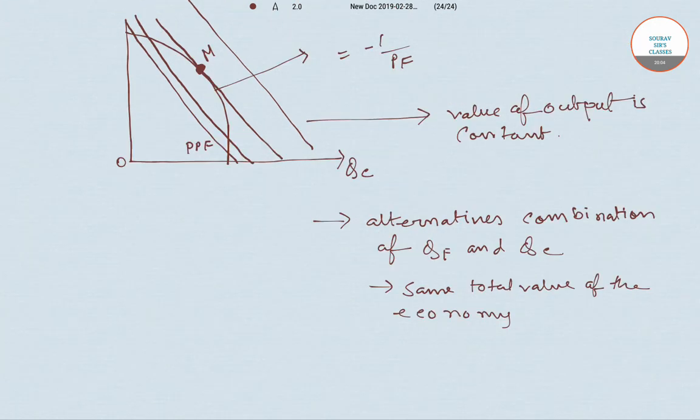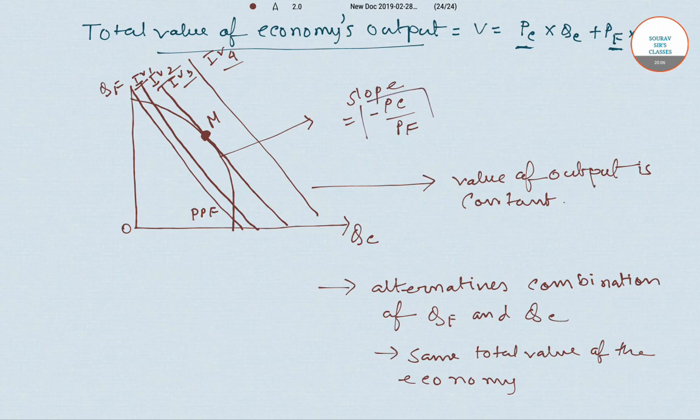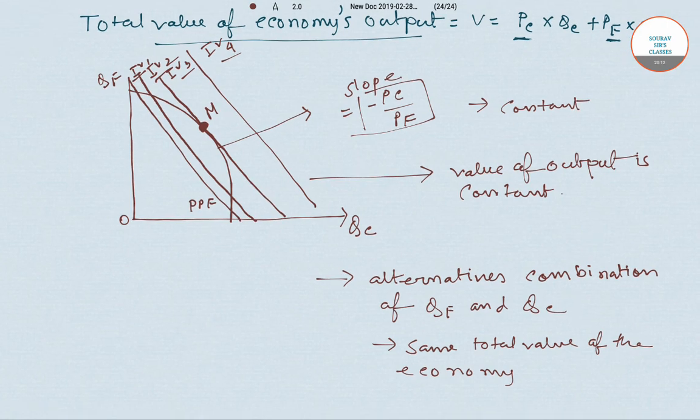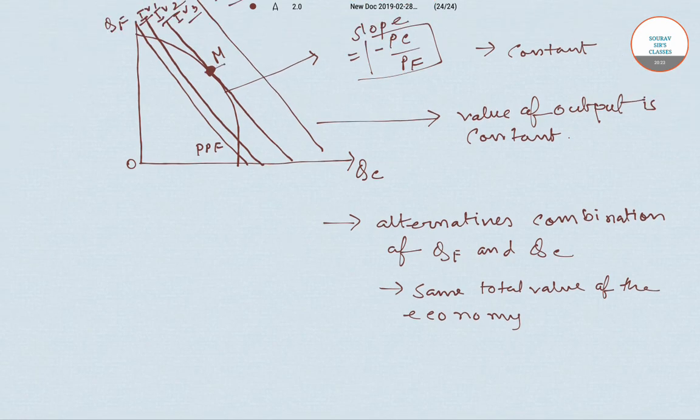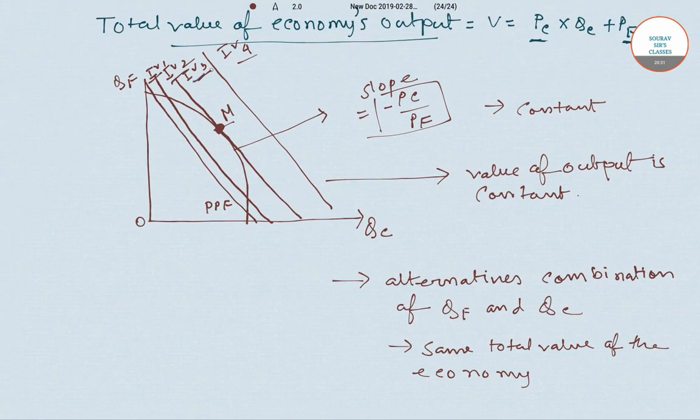And we know it has a constant slope, which is given as PC by PF. Now we know the economy produces at point M, where the PPF touches the highest attainable iso-value line, which is IV3. At this point the slope of the PPF is equal to the slope of the iso-value line, which is PC by PF.